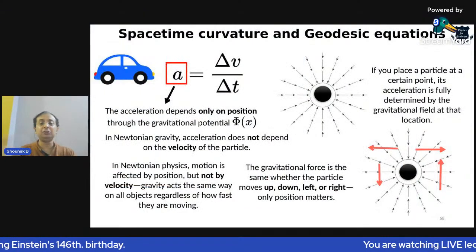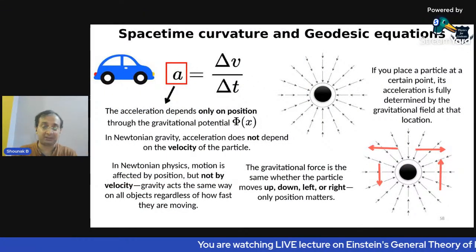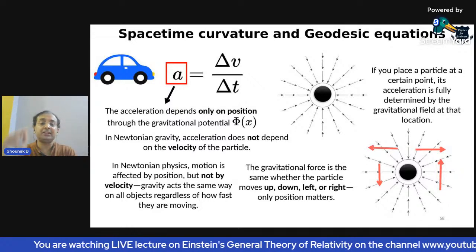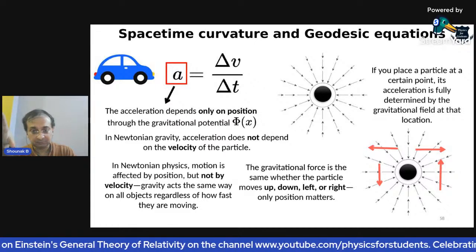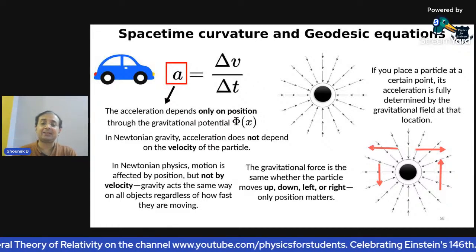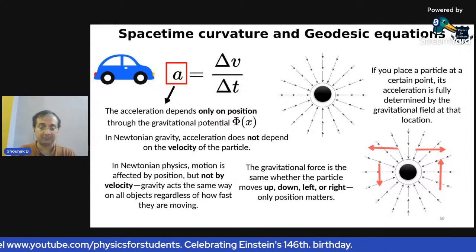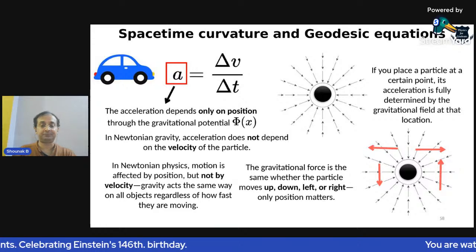The gravitational force is the same wherever you are, whether you are moving up, down, left, or right. Only the position matters, and this is very important. In Newtonian physics, motion is affected by position, not by velocity. Gravity acts the same way on all objects, regardless of how fast they are moving. But in general relativity, it does not happen.